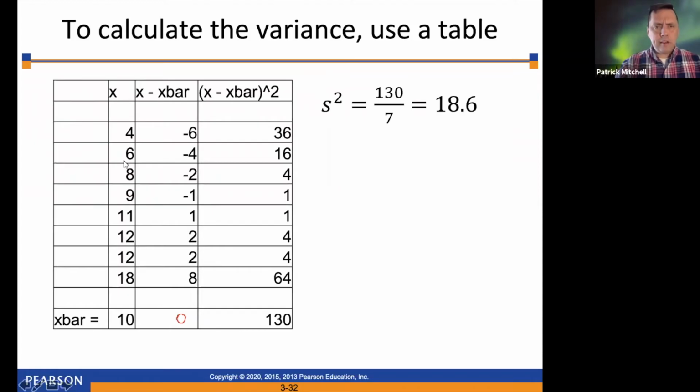Step 1, list all the values. Step 2, calculate the mean. Step 3, subtract the mean from each and every number. Step 4 is to now square all of those numbers. And there's something really important here: the square of negative 6 is 36. It is not negative 36. So you should never have a negative number in this last column.